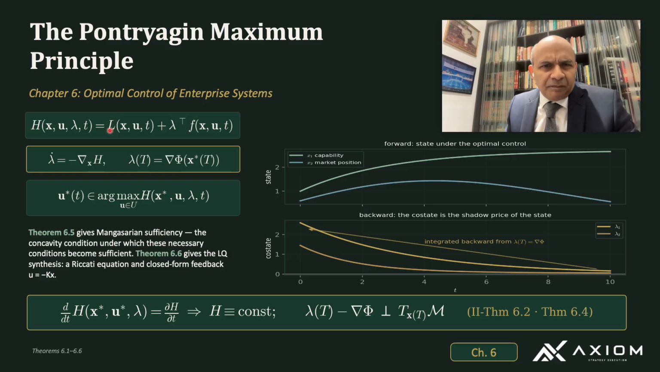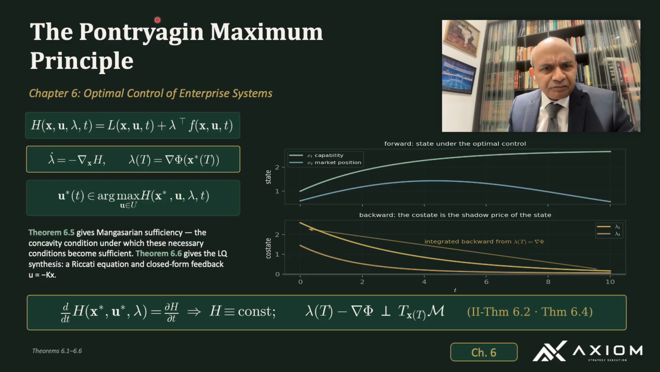The Hamiltonian: the immediate payoff L over here, plus the costate lambda right here, dotted into the direction the state is about to move. The second equation, the adjoint equation, runs backward from the terminal condition. The costate today is determined by the future it enables, integrated backward. A capability with 0 terminal value entering the dynamics of nothing valuable has costate identically 0.